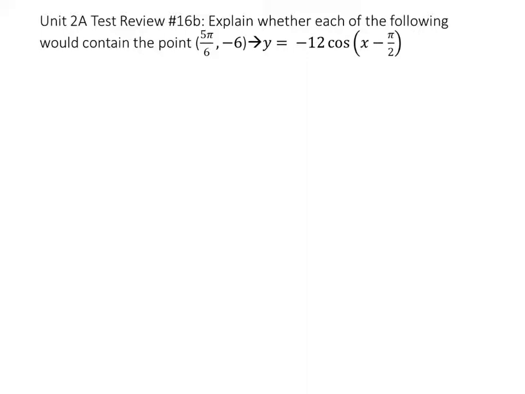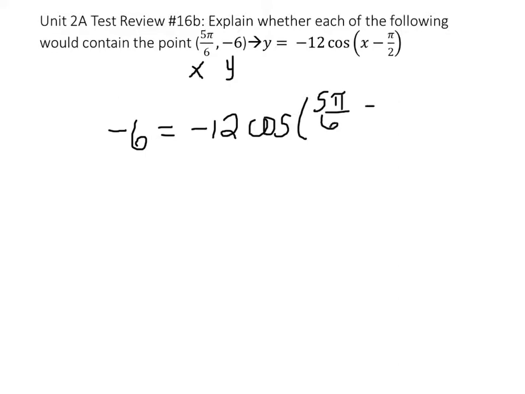I see my x value right here is the 5 pi over 6, and my y value is a negative 6. So I'm basically going to substitute in a negative 6 for y, and then I'm going to have a negative 12 cosine, and for x I'm going to substitute in this 5 pi over 6, and I'm going to subtract pi over 2 from that.